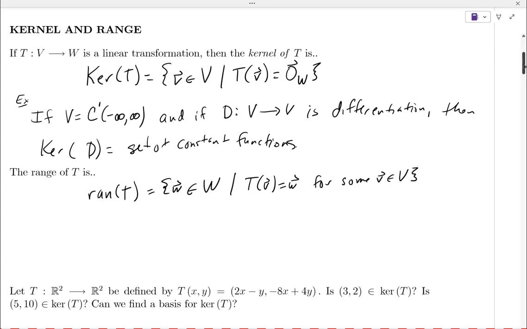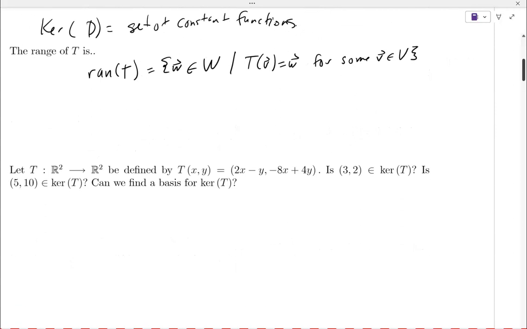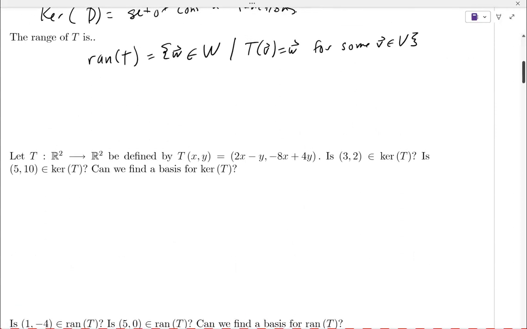However, something that wouldn't be in the range would be absolute value of x, because there's nothing in this set that has a derivative of the absolute value of x. All right, so anyway, that's the idea here. Range is just a set of functions that get hit. Now, of course, absolute value is not in our codomain in that case, so it's kind of a bad example, but that's the idea.